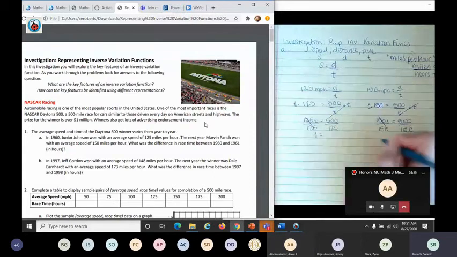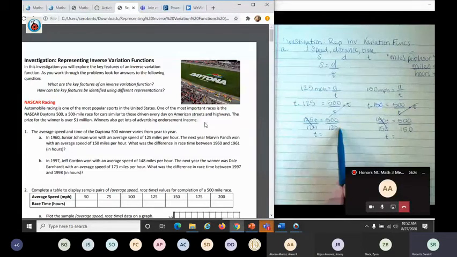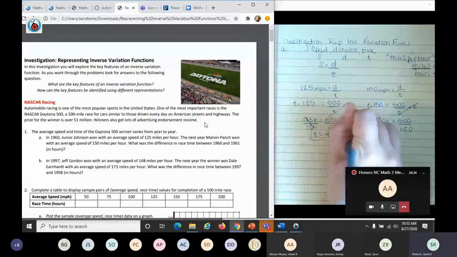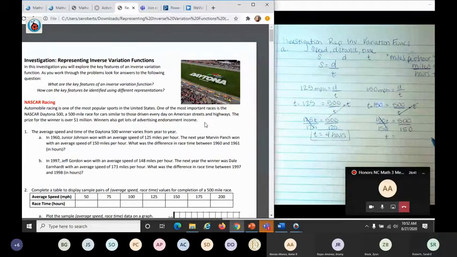And you guys have, this was last night's homework. All of you should have done this already. So Amaya, can you tell me what number you get when you divide 500 by 125? 4. Beautiful, thank you. So 4 hours. And Destiny, can you tell me what you get when you divide 500 by 150? I got 3.33 hours. Beautiful. The 3 was repeating, I believe. Good. So this should be your answer for A.